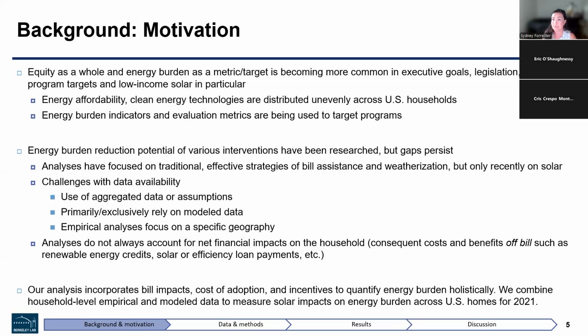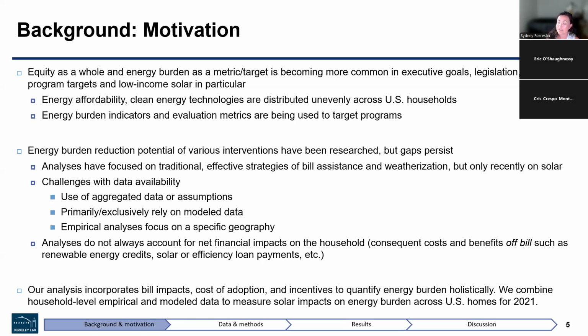So there is a bit more of a prevalence of solar being used with the primary goal of decreasing energy burden or increasing energy affordability in homes. Historically, that has mostly been the focus of things like weatherization and bill assistance. So solar is just now becoming more common in that space. Also, because of that, a lot of the studies in the area have focused on weatherization and bill assistance, and only more recently on solar.